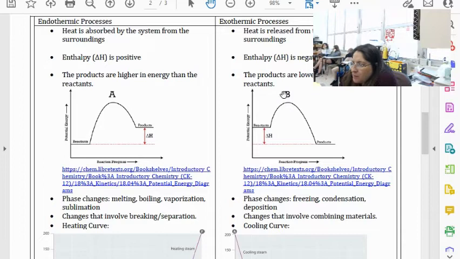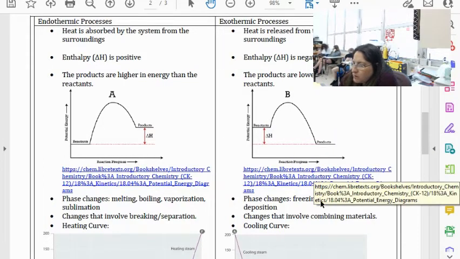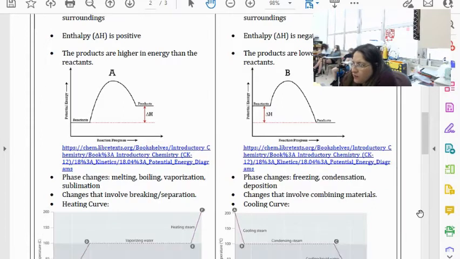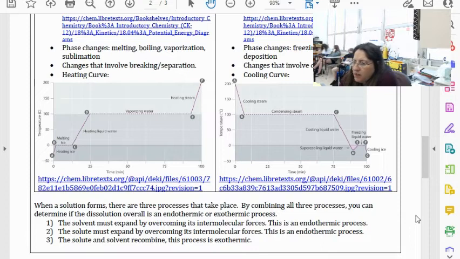Exothermic then is just the opposite. Here, your reactants will have had more energy than your products. And these are your phase changes. We've talked in terms of heating curves and cooling curves. So if it's endothermic, it's going to be a heating curve. If it's exothermic, it's going to be a cooling curve.